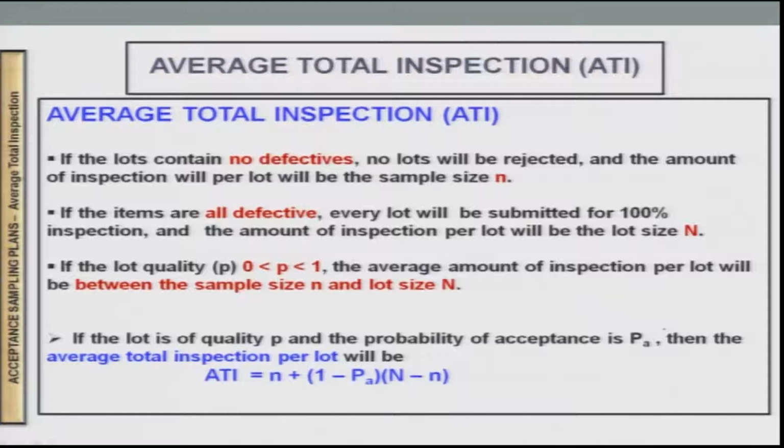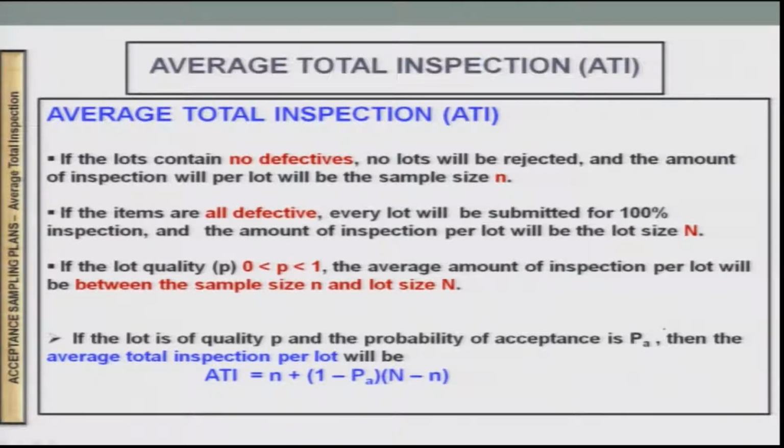So average total inspection obviously will have some cost. I will come to the cost very briefly later on. So average total inspection, which is ATI. If the lot contains no defects, no lots will be rejected, and the amount of inspection per lot will be given by the cost of inspection of each item multiplied by the overall sample size.